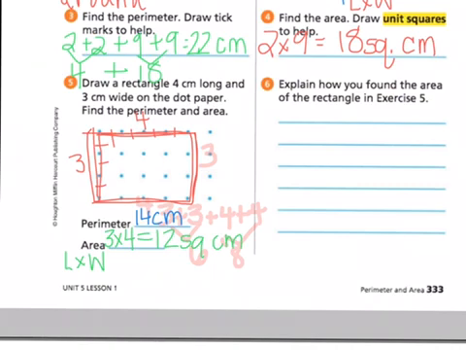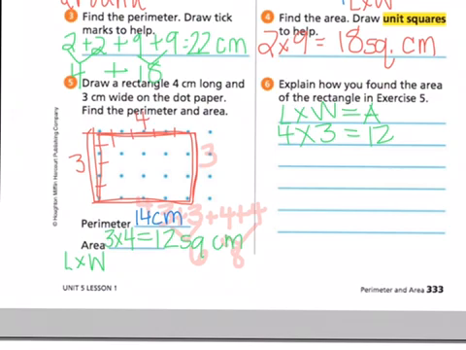Number 6, it says to explain how you found the area of the rectangle in exercise 5. So how did we find the area? We said length times width equals area. So we took 4 times 3 equals 12.